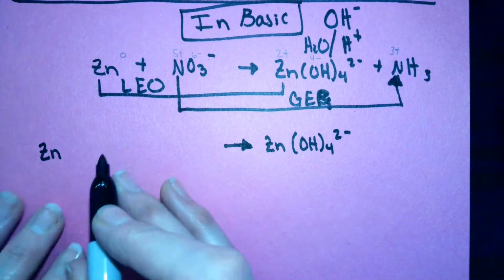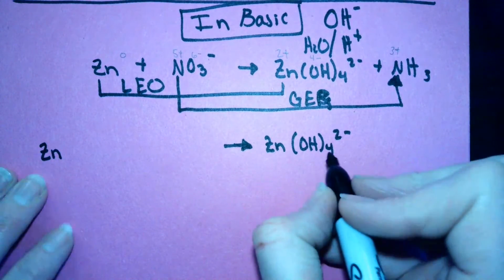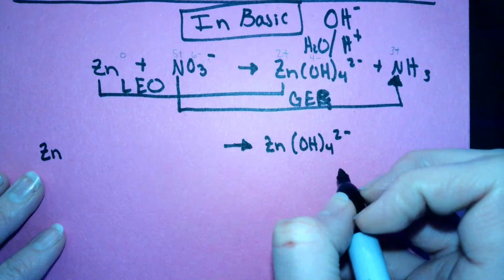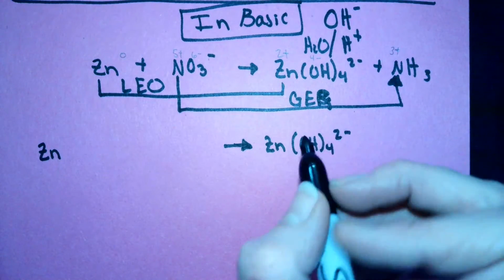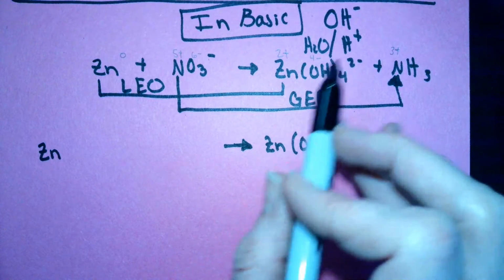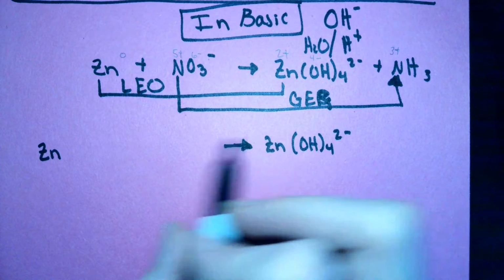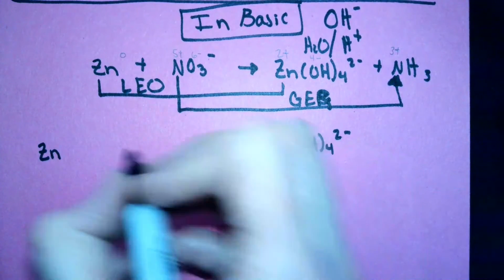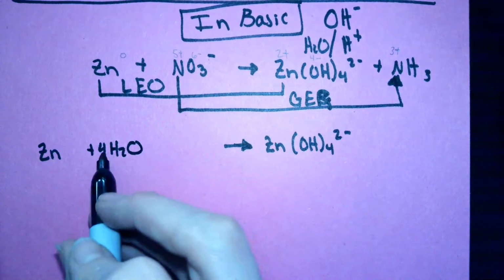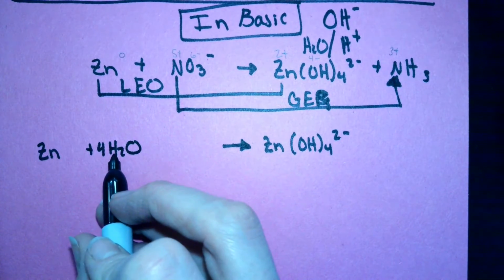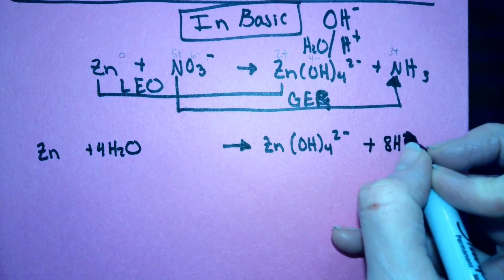Alright, so I have zinc on the left-hand side and I have zinc hydroxide on the right. What I have over here is 4 oxygens essentially. So remember, when you're doing in basic, you're going to start off just like you did in acidic, but after you do your H2O and your H+, then you do something different. So let's start off with our H2O. We have 4 oxygens, so we're going to add 4 H2O. Because we have 4 of these, it's 4 times 2 hydrogens, so that's 8 hydrogens. So add 8 H+ over here.